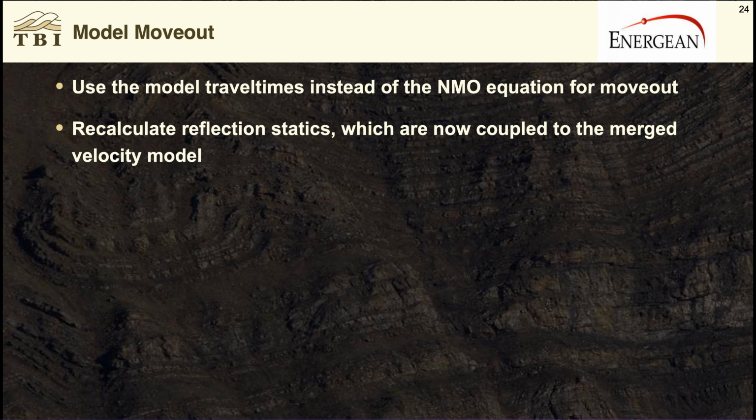Model move-out. We are using the travel times from this new velocity model to flatten the gathers prior to calculating the residual statics. This is in contrast to the previous method of using the NMO equation with a less accurate velocity model. The next step is to apply the new residual statics to the data and remigrate.